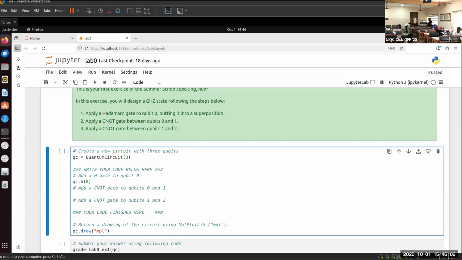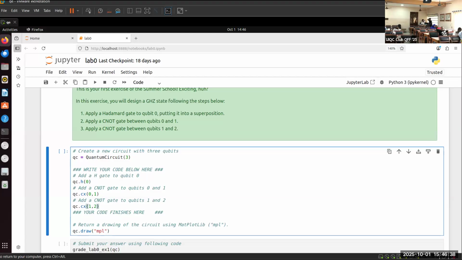What do I need to do again? Add a CX gate to qubit 0 and 1. Oh, I understand this. QC.CX, qubit 0 and 1. I put a comma between them. Then I move to the next thing. Add a CX gate to qubit 1 and 2. Then I do QC dot, now I've made a mistake and I just did QC dot open bracket 1 and 2. This will not work. It will give an error because it's just an oversight.